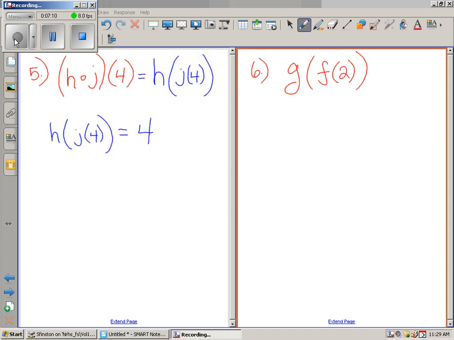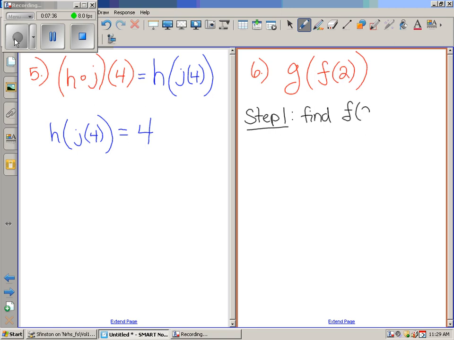Number 6. We're going to practice this one, but this time let's pretend we're teaching it to somebody else. What is step 1? Very nice. Find f at 2. So let me plug it into the original equation. f at 2 equals what?